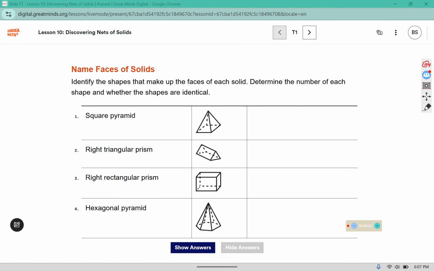Identify the shapes that make up the faces of each solid. Determine the number of each shape and whether the shapes are identical. So for example, in a hexagonal pyramid, we have a hexagon base, and there is one hexagon. And then there are 6 triangles.